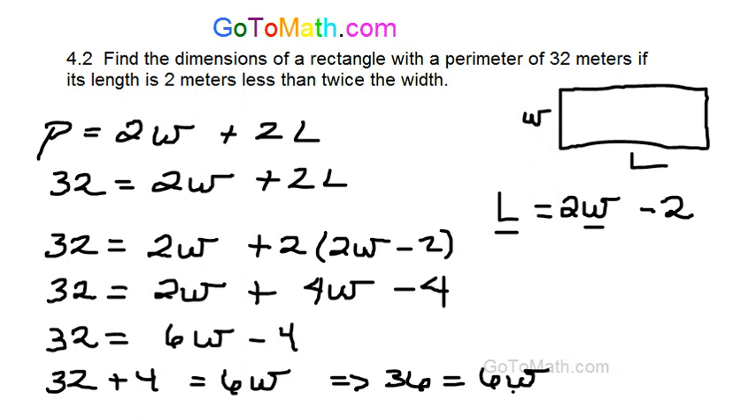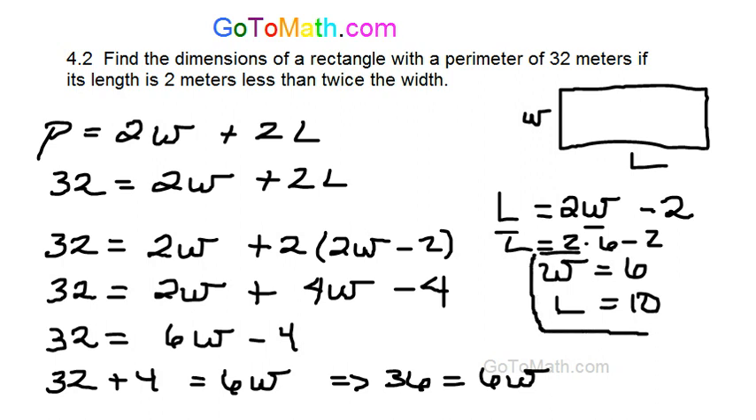And we can just look at this, right? 6 times 6 is 36. So w is 6. W is 6. And now to find L, let's squeeze that in right here. L is equal to 2 times 6 minus 2, so that's going to be 12 minus 2 is 10. 12 minus 2 is 10.